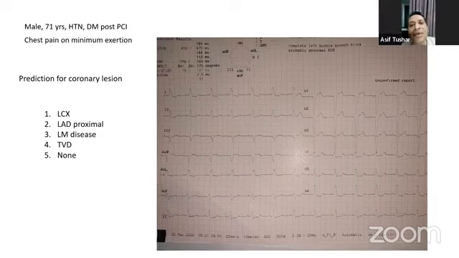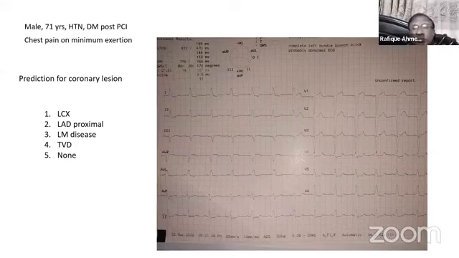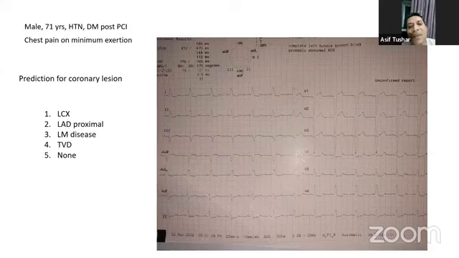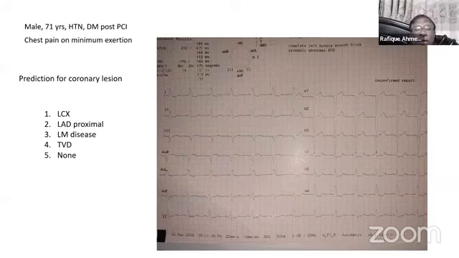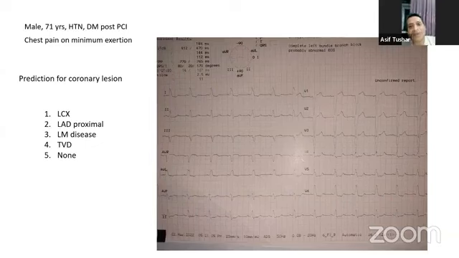Shafique sir, I have a question for you, if you don't mind, sir. Sure. In presence of LBBB with chest pain also, can we think of any other artery than LAD, LCX, or left main? With this ECG, can we think about RCA in any way? Well, with this ECG, it's a wild guess.